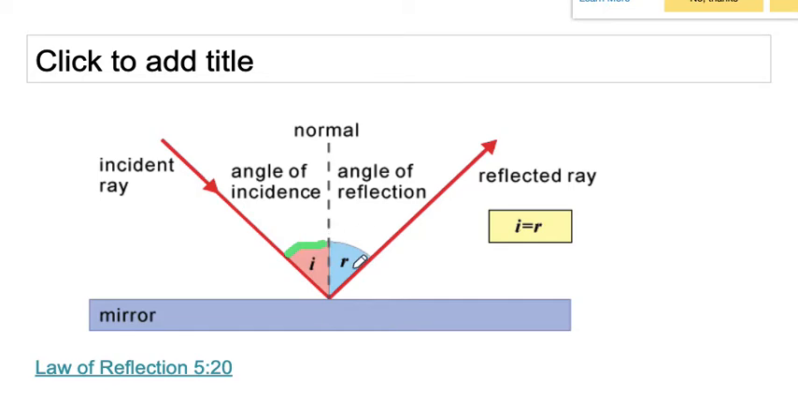Now, the angle of reflection is the angle from the normal to the reflected ray. We represent the angle of incidence by a lowercase i and the angle of reflection with a lowercase r. The angle of incidence and the angle of reflection are equal to one another. Remember, angle in equals angle out.